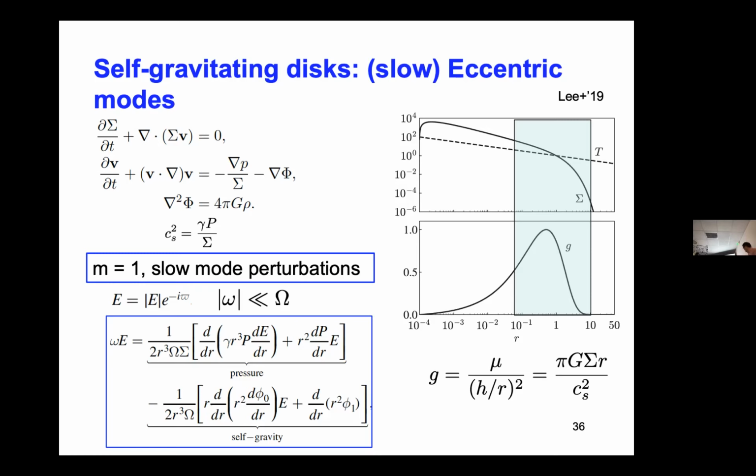This is not new. This is not our work. This is work done much earlier, but this person really did very well. He unfortunately left the field. So what it says is that the eccentricity of any modes with low frequency can be driven by the pressure gradient effects and also self-gravity effects.